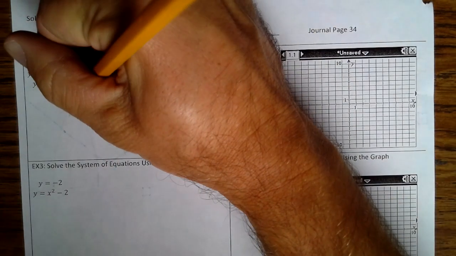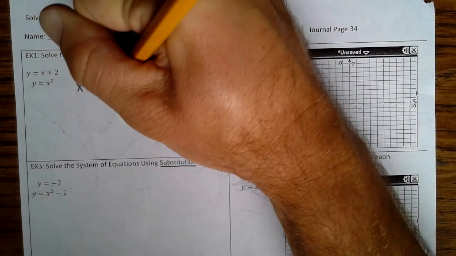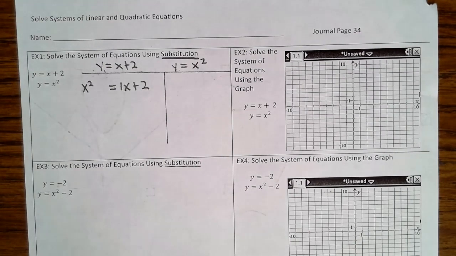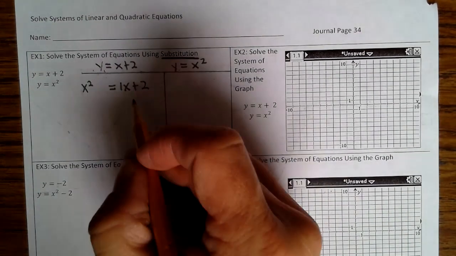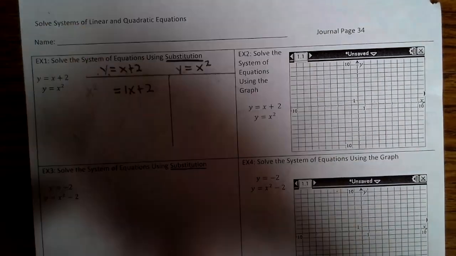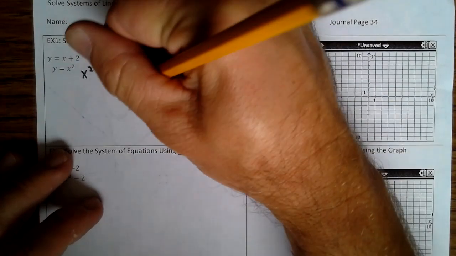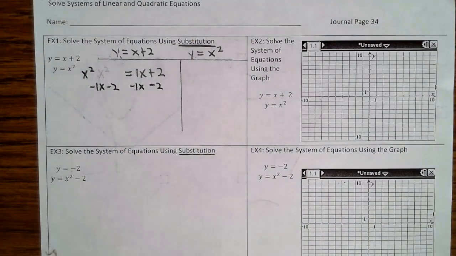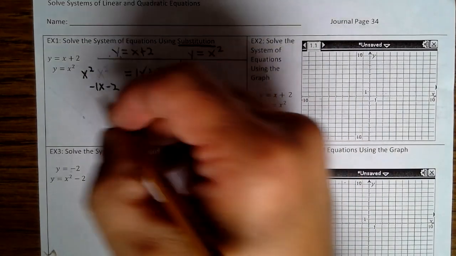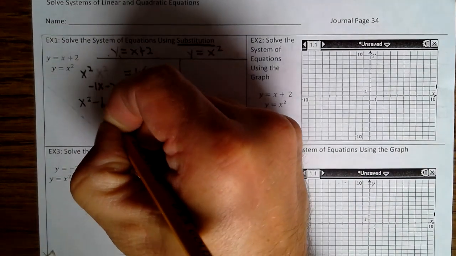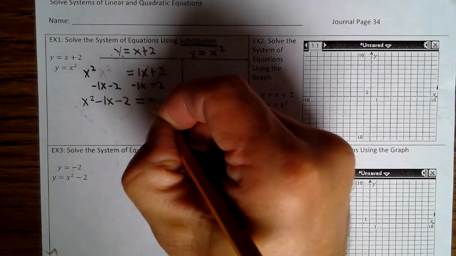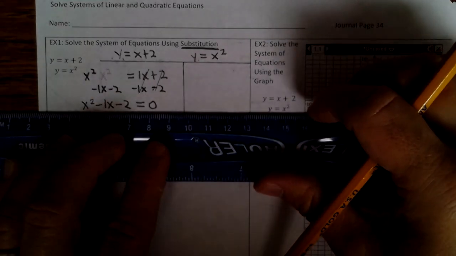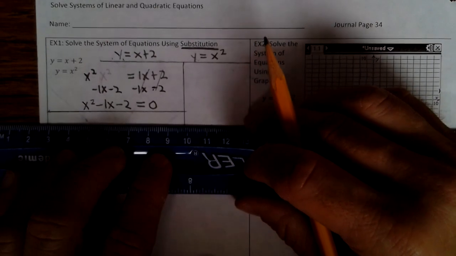So x squared is equal to 1x plus 2. Okay. Now, what we need to do, I'm going to move this over just a little bit, is we need to subtract 1x from both sides and subtract 2 from both sides. And the reason being, now that cancels, you're left with x squared minus 1x minus 2 equals 0. Now at this point, you want to factor that.